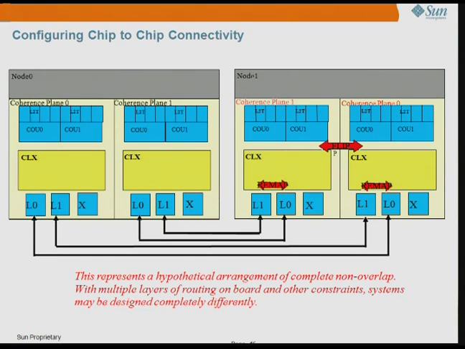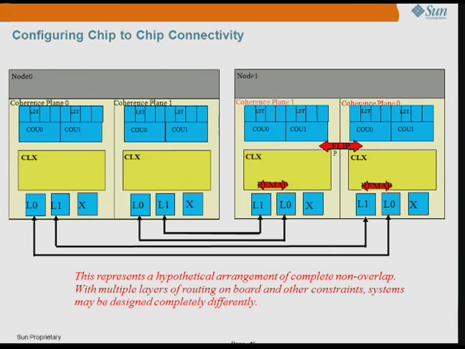So here's an example. Now, this is really an ideal case. Nobody would actually implement a system in this manner. But what I'm trying to do here is show you that we can accomplish complete non-overlap on the links between chips. Node 0 has coherence plane 0, coherence plane 1. Node 1 has coherence plane 1 flipped with coherence plane 0, such that they're actually adjacent to each other. As a consequence, for this particular case, we don't have to overlap routes.